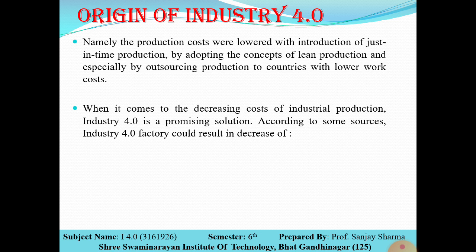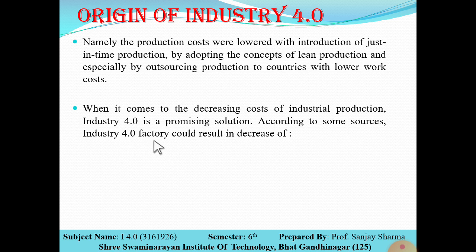और मैन्युफैक्चरिंग कॉस्ट कम कैसे होगा, तो by adopting Industry 4.0. So when it comes to decreasing the cost, अगर मैन्युफैक्चरिंग कॉस्ट कम करने की बात आती है, तो we have to go for Industry 4.0, and it is a promising solution. If you adopt Industry 4.0 technologies, your production cost will decrease and decrease.